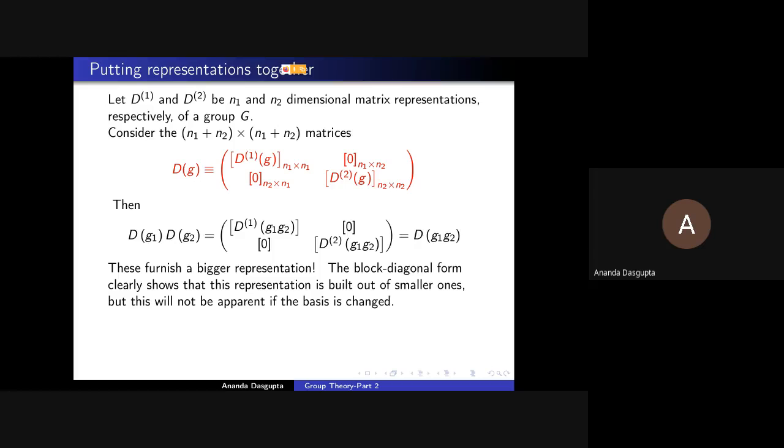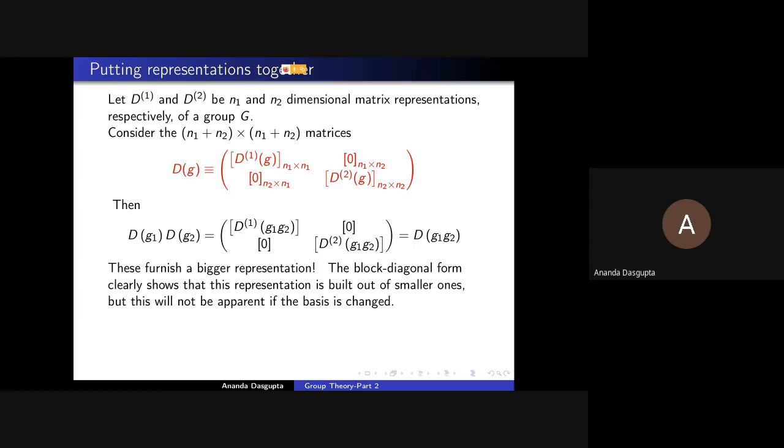Okay, so you take smaller representations, you join them together, and you have built a bigger one, and that's apparent from the block diagonal structure. However, this is a block diagonal structure. This looks like a neat block diagonal, and by taking one look at this, you will say, okay, this is a representation built out of smaller representations.